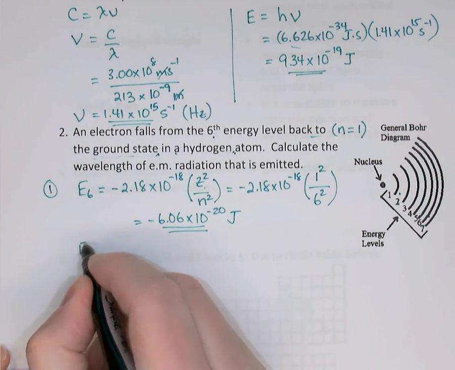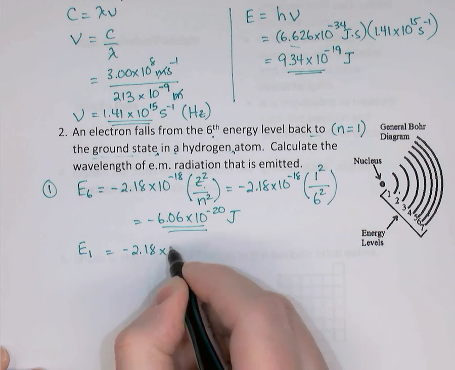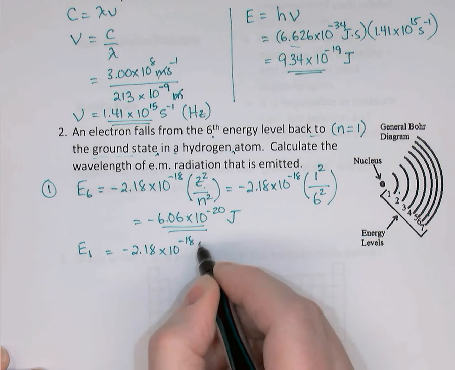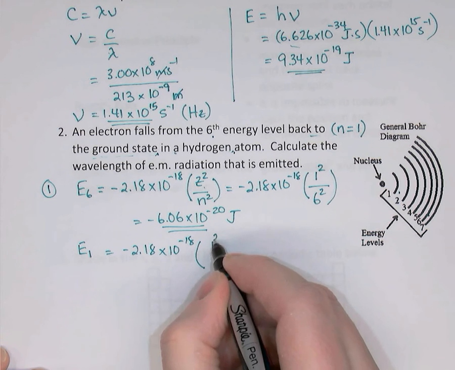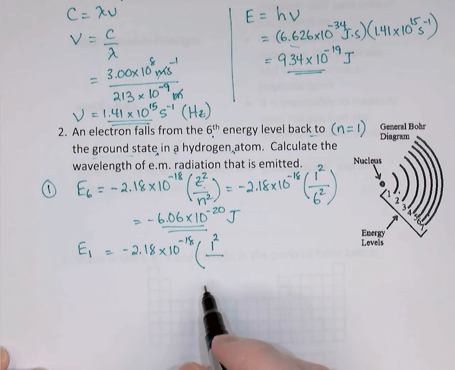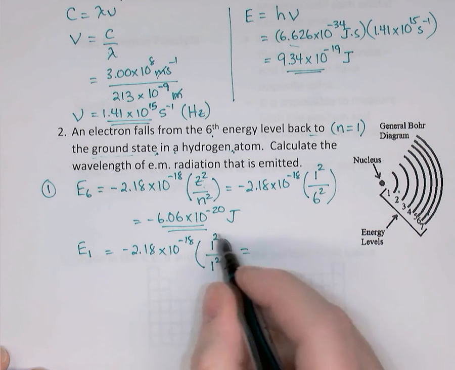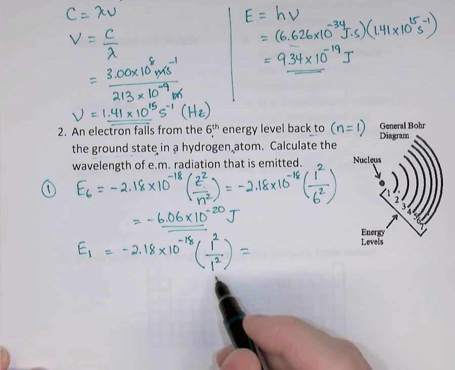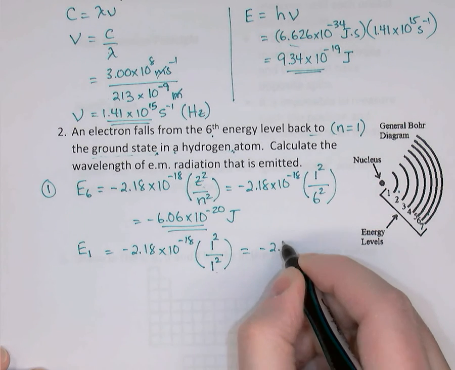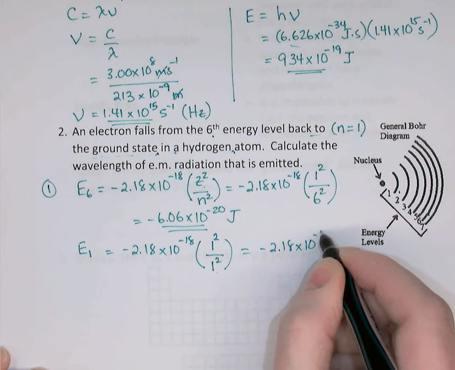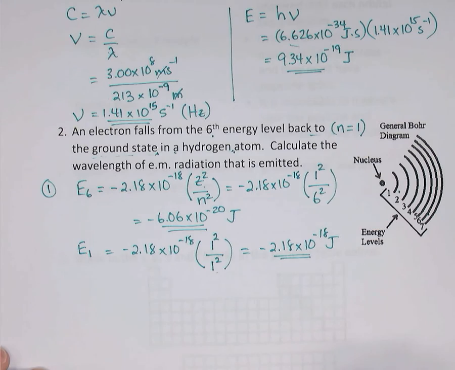So now let's calculate E1. It's going to equal negative 2.18 times 10 to the minus 18 times, it's still hydrogen, so the atomic number is still 1 squared, but now the energy level is level 1, so 1 squared. And then we can just do some mental math right there. 1 squared, 1 squared. That's not going to change this number. So negative 2.18 times 10 to the minus 18 joules is the energy of level 1.